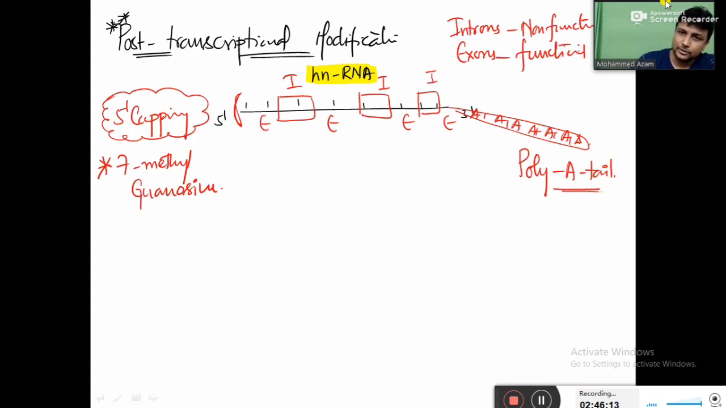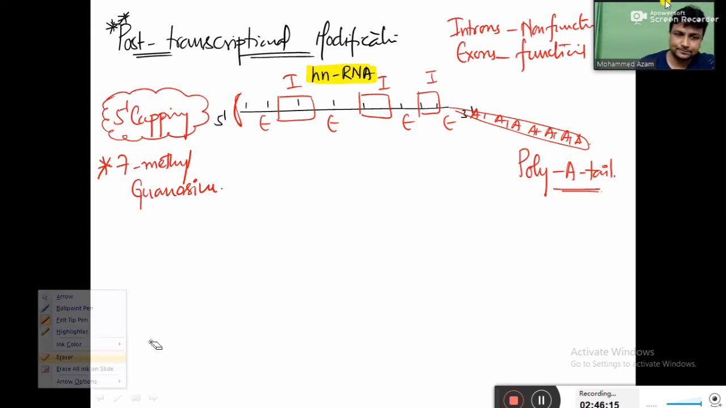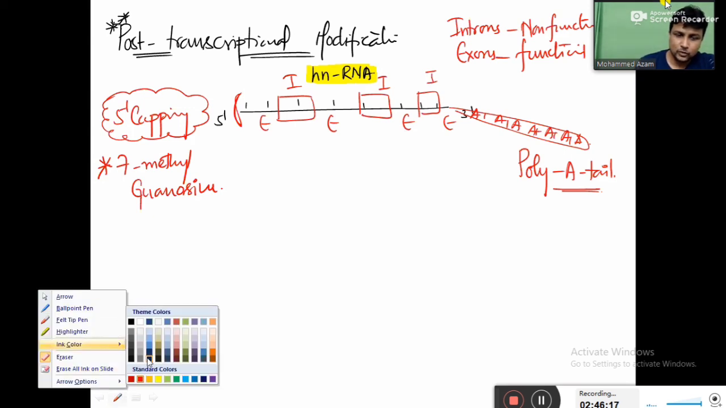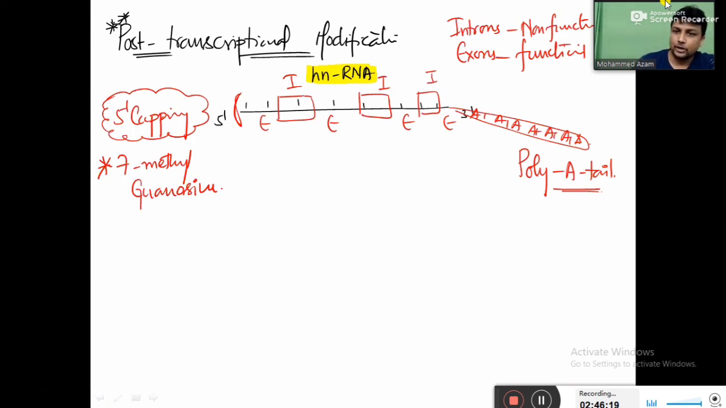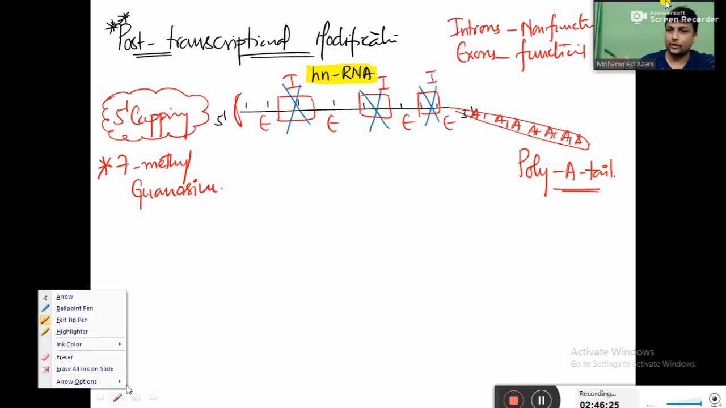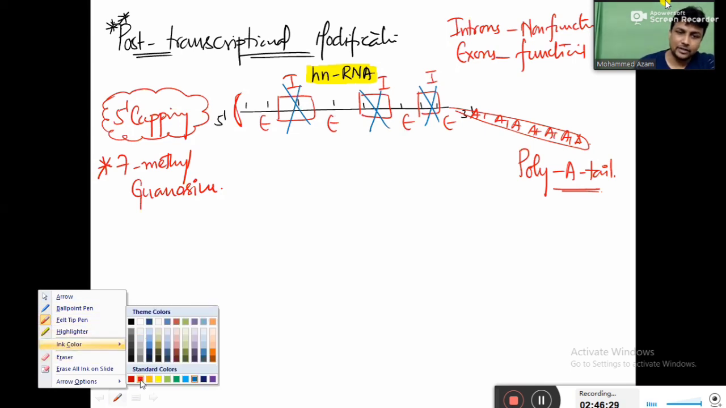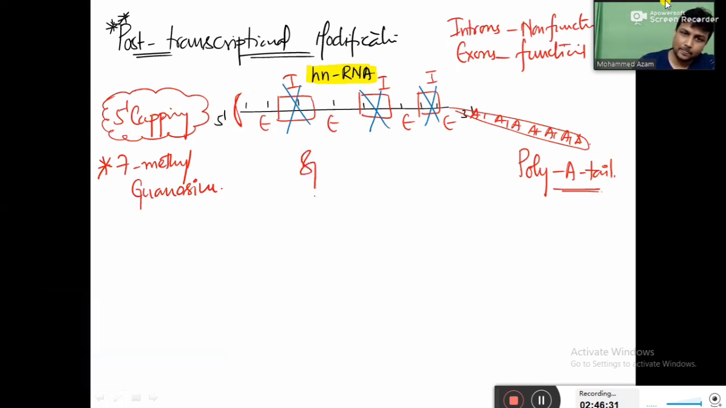So therefore, tell me, children, which one has to be removed? Introns. So introns are to be removed, and after removing the introns, ligate the exons, attach the exons. That third modification is known as splicing.